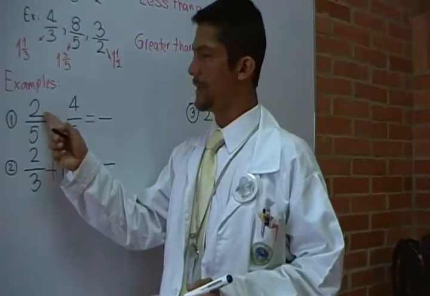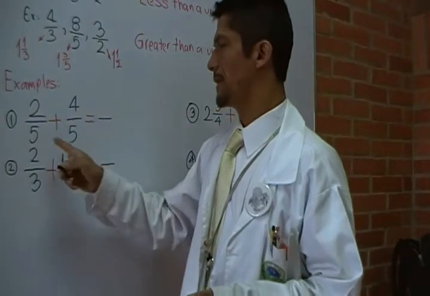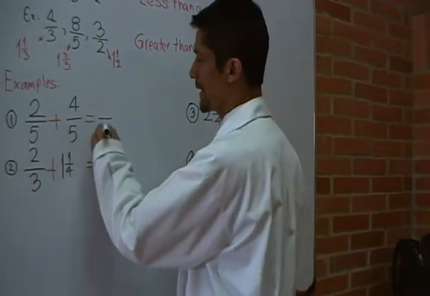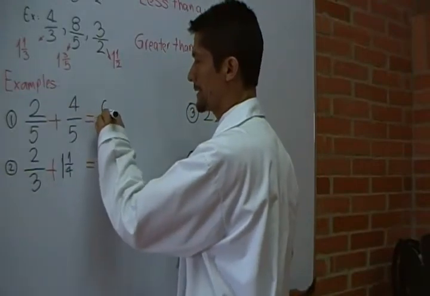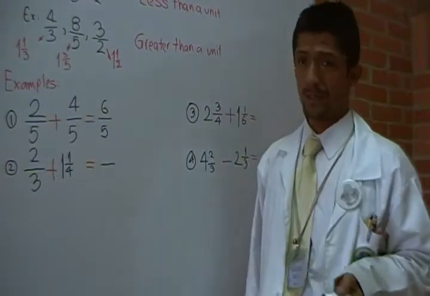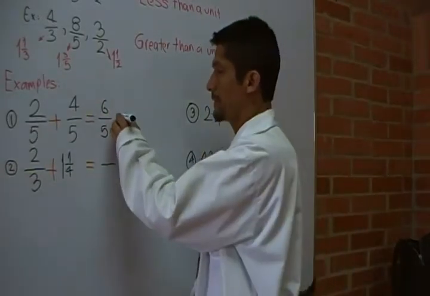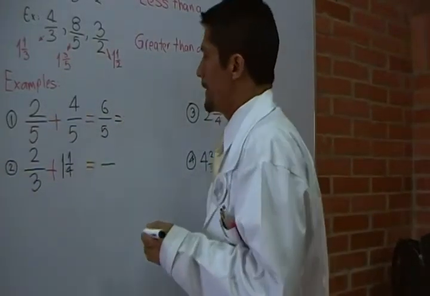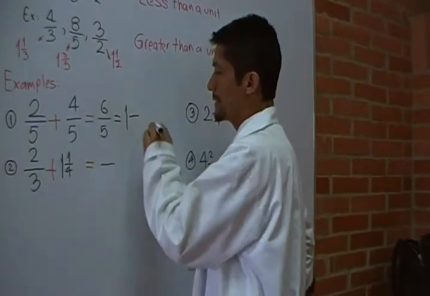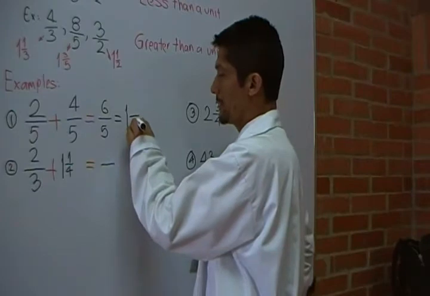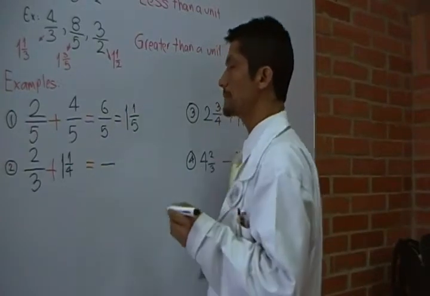Here, since we have two fractions with the same denominator, basically what we have to do is to keep the same denominator and just add the numerator. So here in this case we have 6/5. Since 6/5 is an improper fraction that can be converted into a mixed number, we can convert this one into one complete unit, same denominator here, and the remainder of this division will be 1.